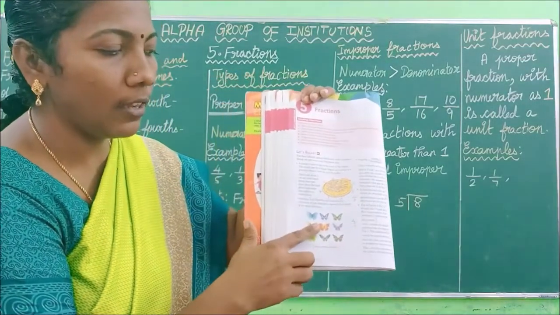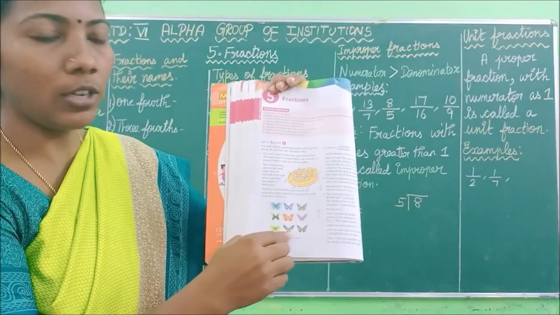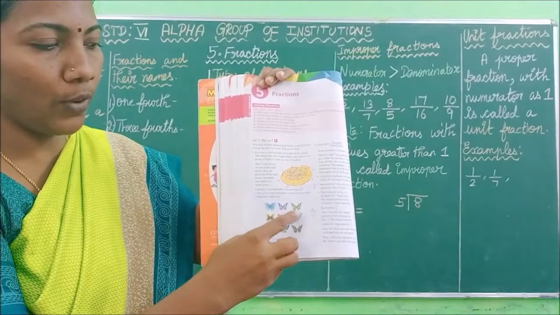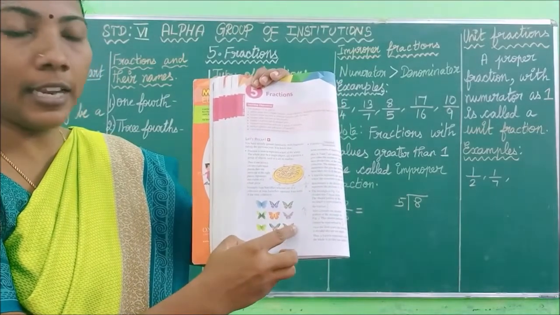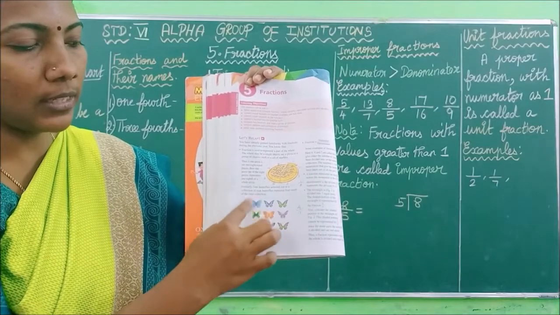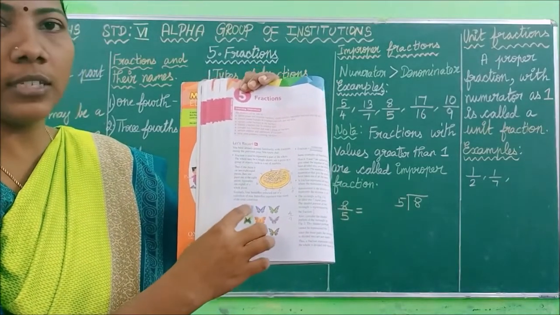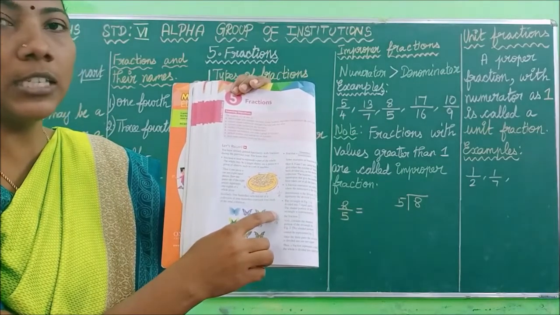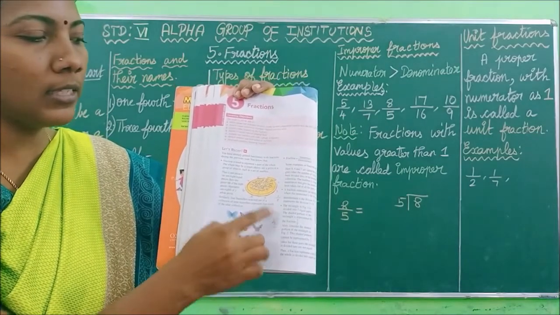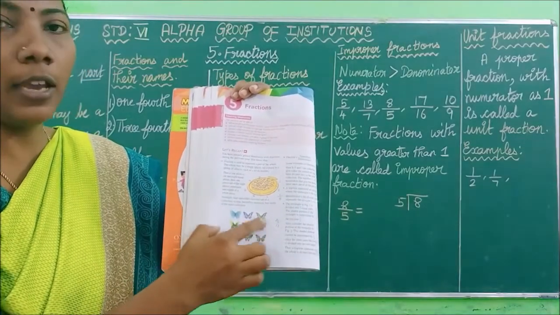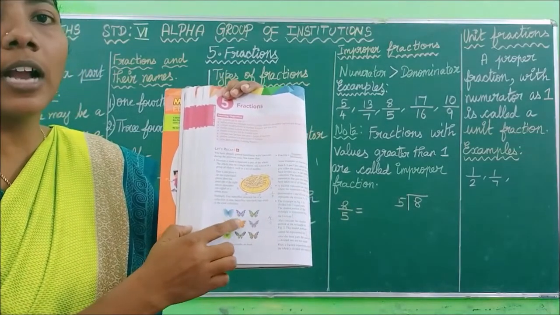Similarly, see here. How many butterflies are there totally? 9 butterflies. 1, 2, 3, 4, 5, 6, 7, 8, 9. How many butterflies are selected? 4 butterflies are selected. So to represent this situation, we write it as 4 by 9. Thus, the whole may be a single object, or a group of objects or collection of objects.